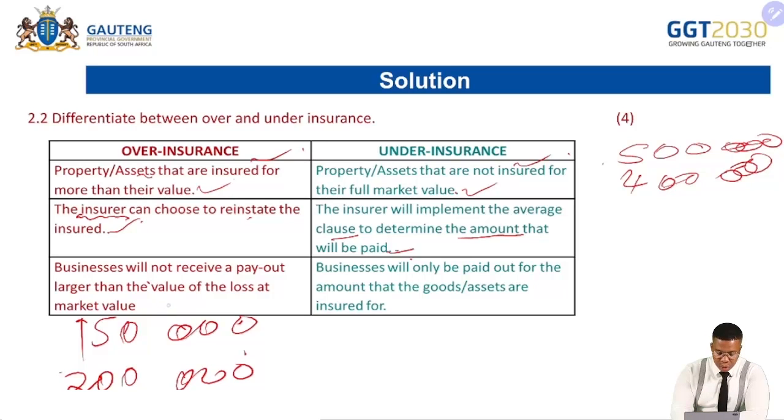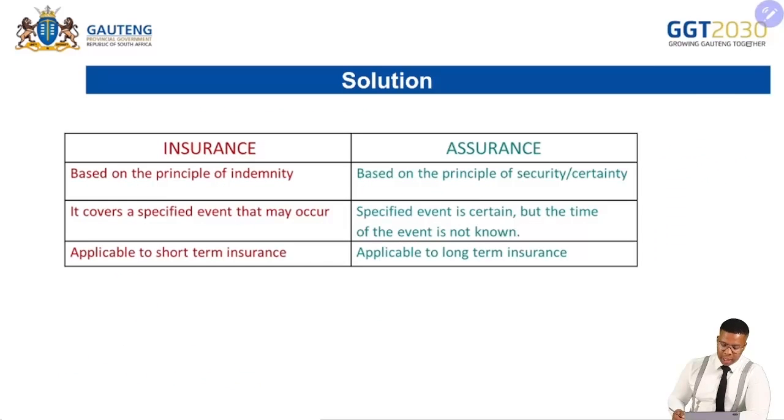And then when you're looking into over-insurance, businesses will not receive a payout larger than the value of the loss at market value. And then here, when you're looking into the payout, the businesses will only be paid out for the amount of the goods or assets they were insured for.